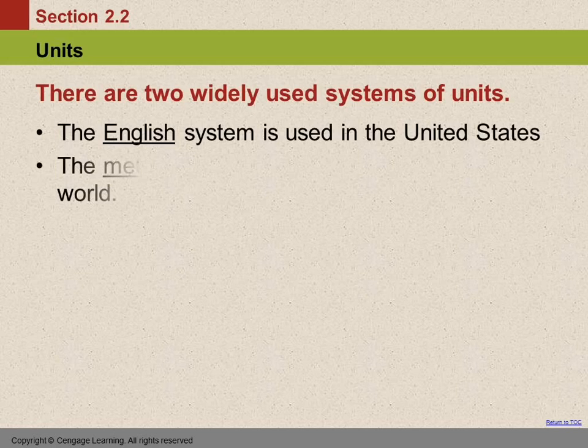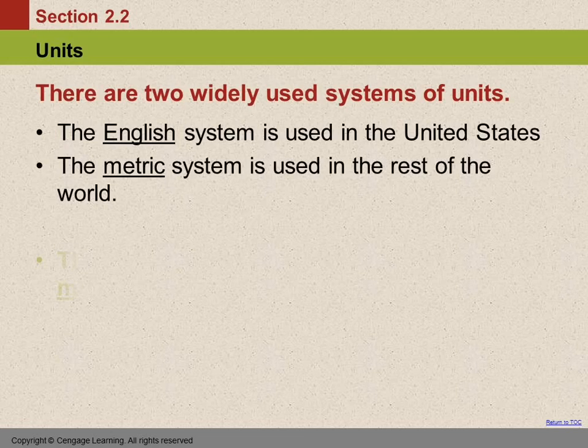There are two widely used systems of units. The English system is what we use mainly in the United States. Interestingly, the English people don't use it very much anymore. And the metric system, which is used by most of the rest of the world.